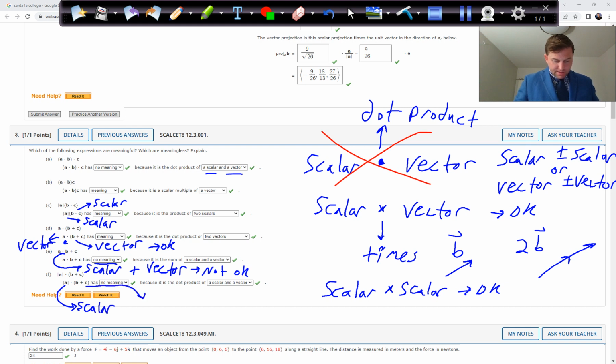B plus C is a vector, and they're trying to dot those two. That one's not going to work. Okay, so that one also has no meaning. So we have to be real careful with scalars and vectors. There's some things we can do, there's some things we cannot.